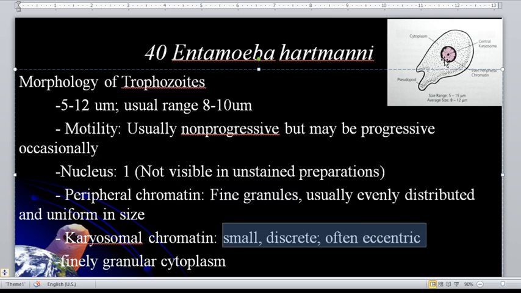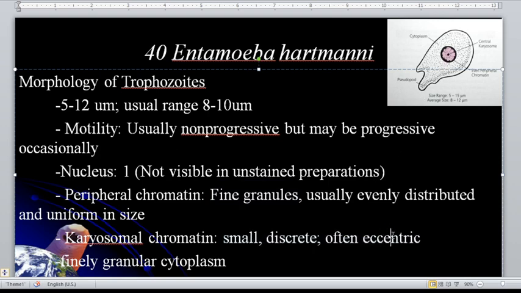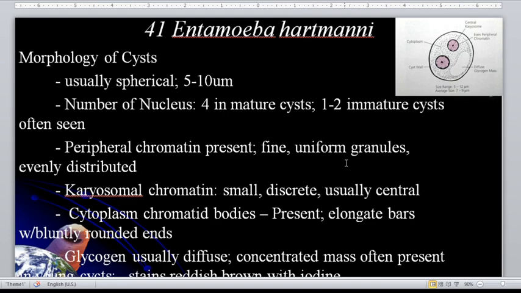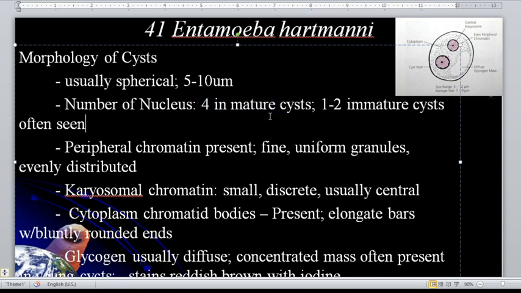So, small, discrete, that should be central, it's not eccentric. Why? Because, as the book says, it is morphologically similar. So this should be often central, but sometimes eccentric. It has fine granular cytoplasm, just like Entamoeba histolytica. Okay, the cyst of Entamoeba hartmanni, just like Entamoeba histolytica, has four nuclei also.